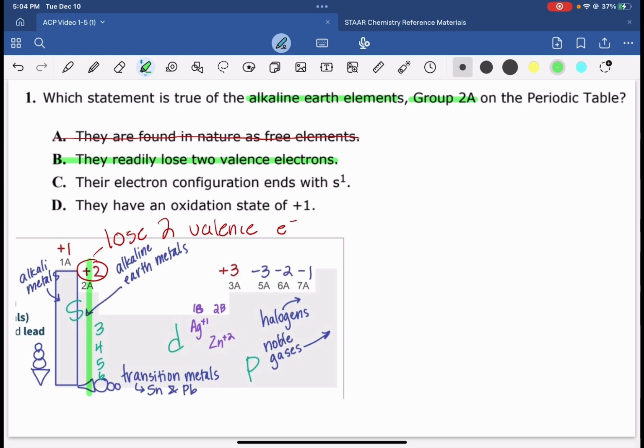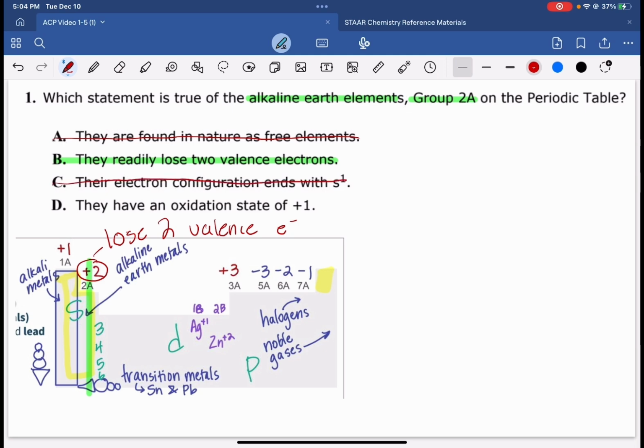C says their electron configuration ends with s1. Let's go ahead and look at s1. So it's talking about the s orbital down here. We know that helium is also a part of this orbital. If you look at the configuration for s1, s1 is always going to be group 1A because that's where s1 ends. If you go into 2A, you're going to get s2, whether it be 2s2 or 3s2 or 4s2. If you go into s2, you're going to go into 2A. If you stop at s1, you're always going to be in 1A. So we know that answer choice C cannot be correct.